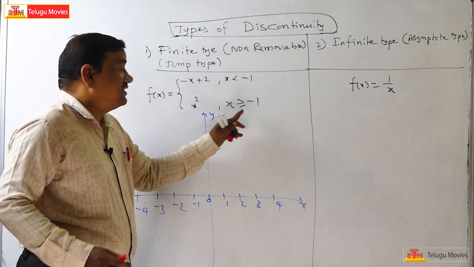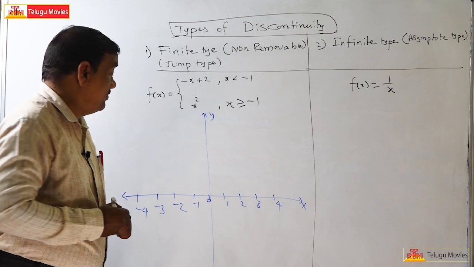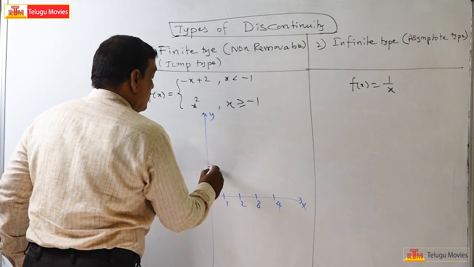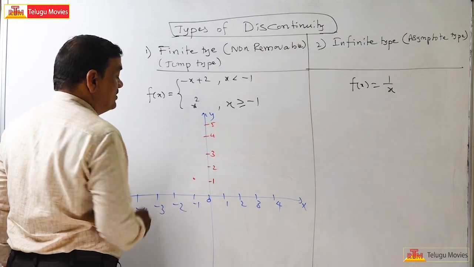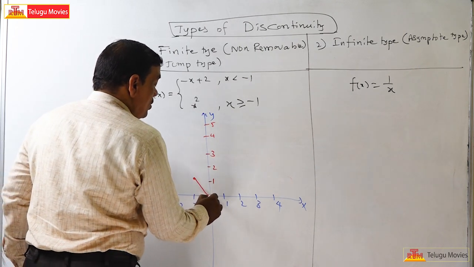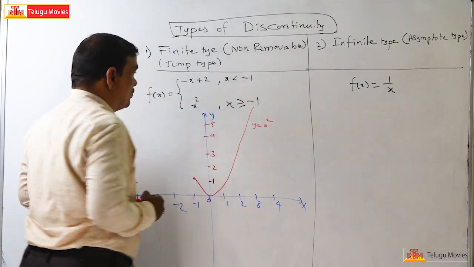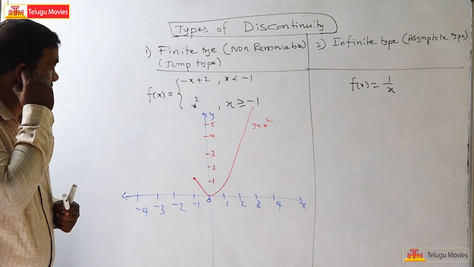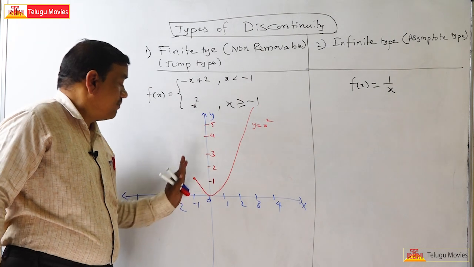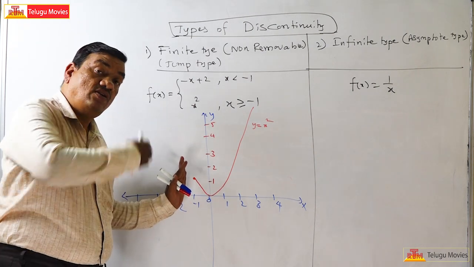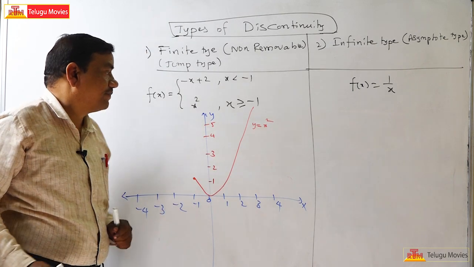So for x greater than or equal to minus 1, that is minus 1 and more than minus 1: if it is minus 1, the image is 1. If it is 0, 0. If it is 1, 2, 4, like this. So this is y is equal to x square. This is a parabola, but here we take only from minus 1 and greater than or equal to minus 1, that means the right side. So the graph is like this.